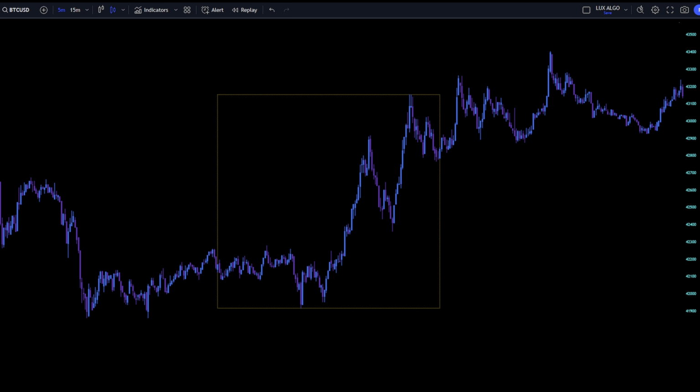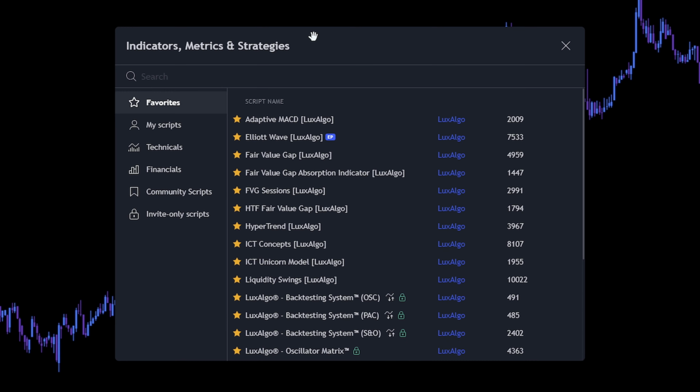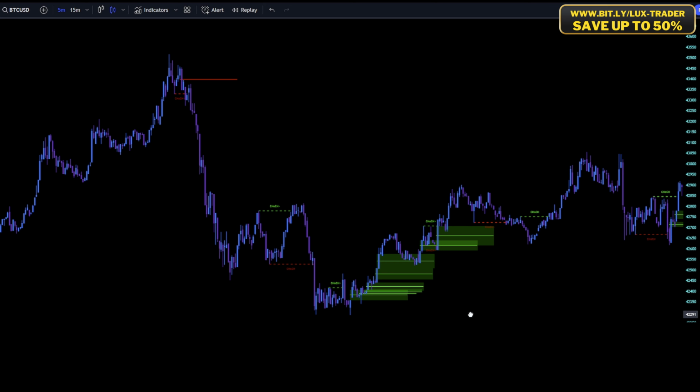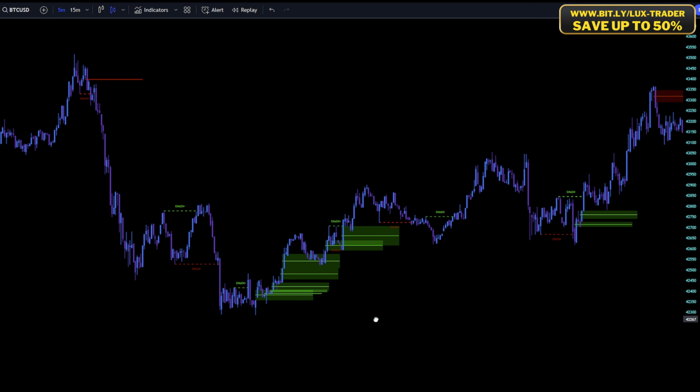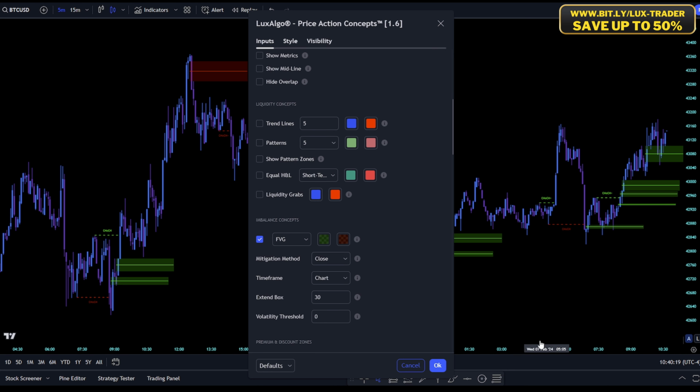Now that we understand how this indicator works, let's add our second indicator to our chart. For the second indicator, we want to search for LuxAlgo price action concepts and click this one to our chart. Keep in mind, this is a premium indicator, meaning it requires a purchase to access its full capabilities. Now we need to customize our price action indicator. For this strategy, we're only going to be using the change of character labels and the fair value gaps.